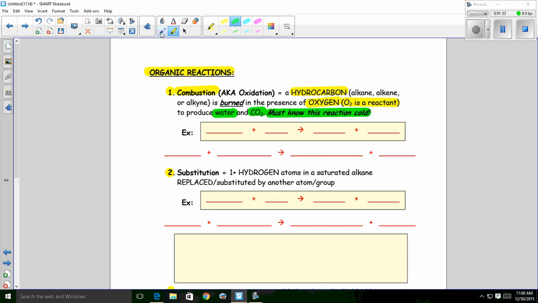All right, now let's take a look here. So what you're always going to have produced is the water and the carbon dioxide. That's always going to be produced within this combustion or oxidation chemical reaction.